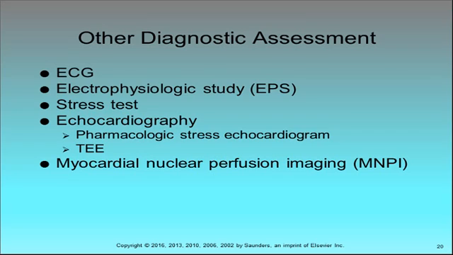And then your myocardial nuclear perfusion imaging, this is where any type of a cardiovascular event that the patient is having, this is a non-invasive test.